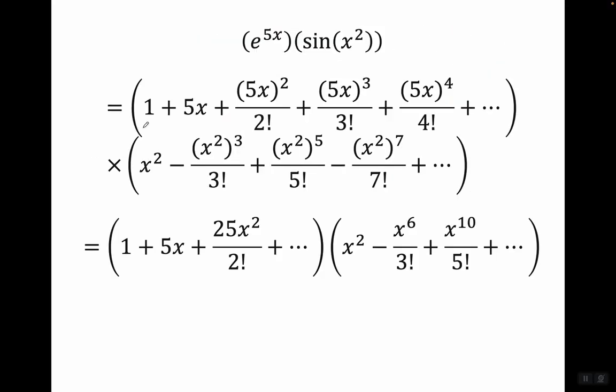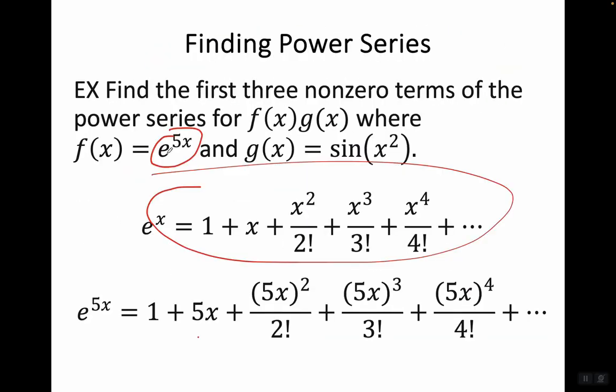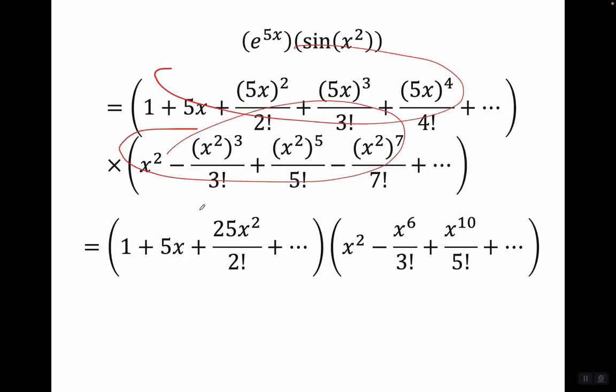So when you multiply them together, this is what you end up with. Okay, you multiply this times this. Boy, that looks like a hairy operation. But really, remember that we wanted just the first 3 non-zero terms of the power series. So really, we just want the first 3 non-zero terms of each of these series.